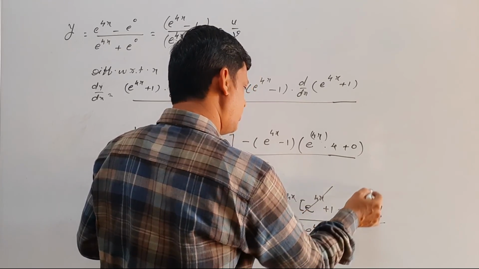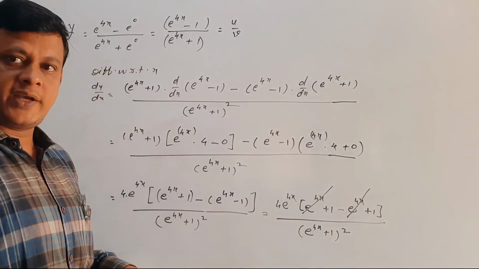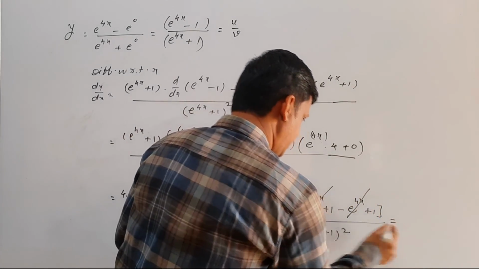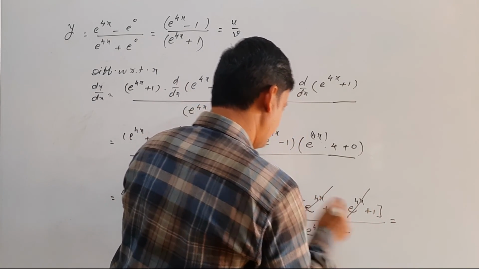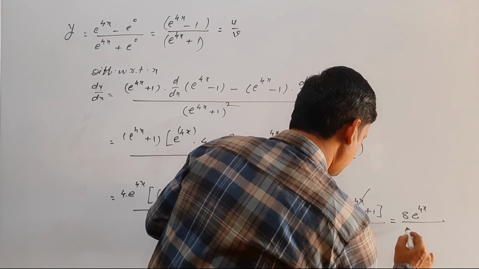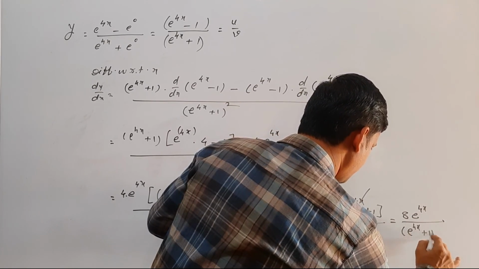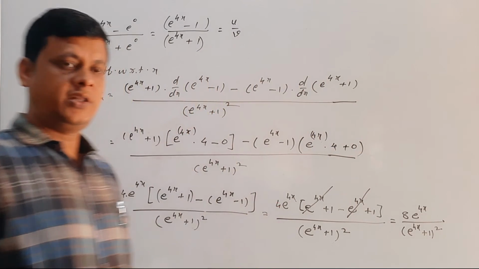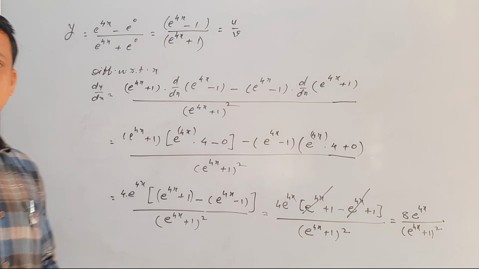So this e^(4x) minus e^(4x) gets cancelled. So we get here 1 plus 1, 2. So 2 into 4, we write 8. 8e^(4x) upon (e^(4x) + 1) squared. So in this way you have to differentiate the given functions.